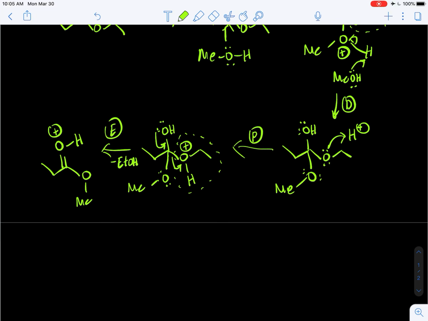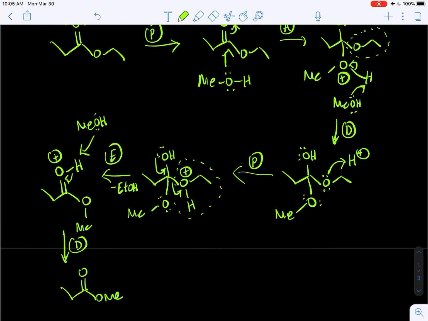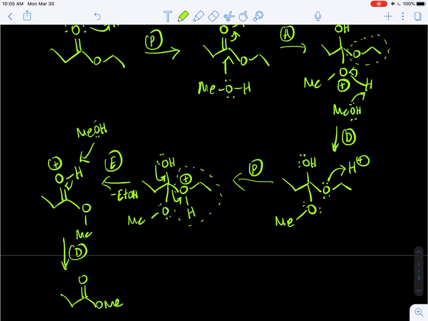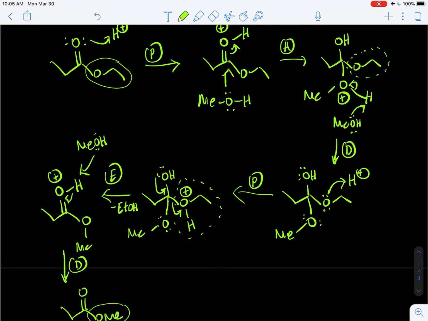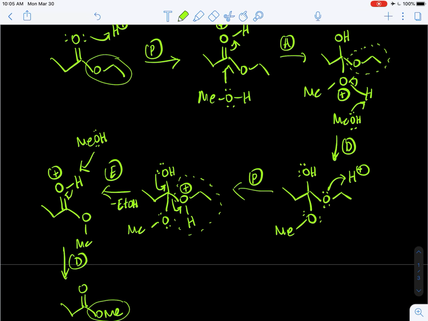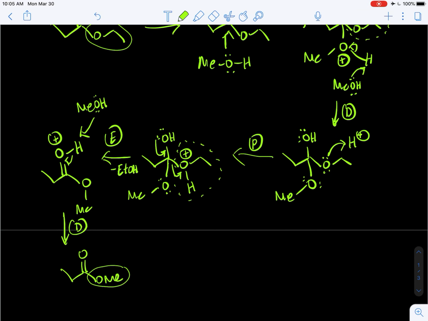And then what happens is some alcohol in solution can deprotonate, giving us the neutral reaction products. And so that's how, overall, the ethyl group gets exchanged for the methyl group. It's deceivingly simple, but that's a PADPED type of mechanism again, okay?